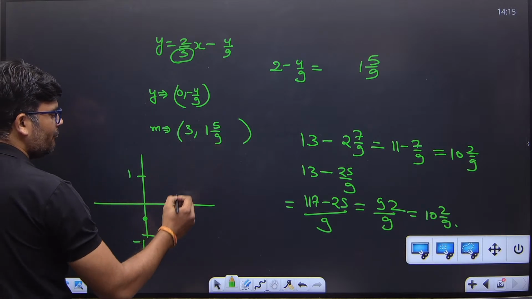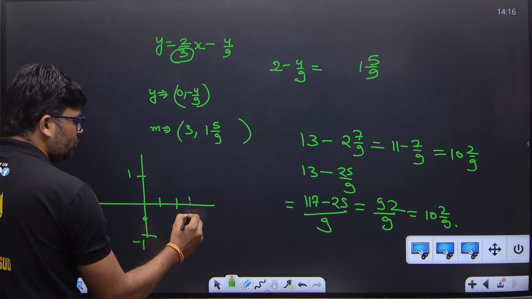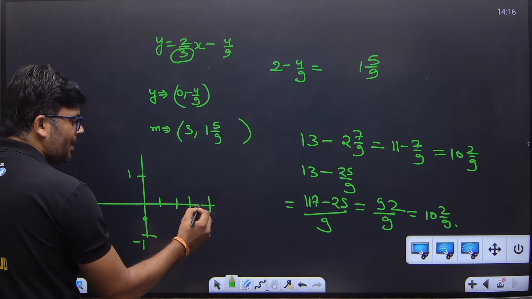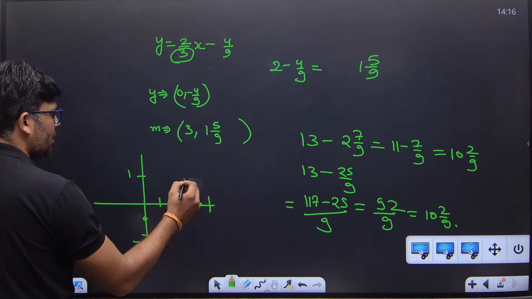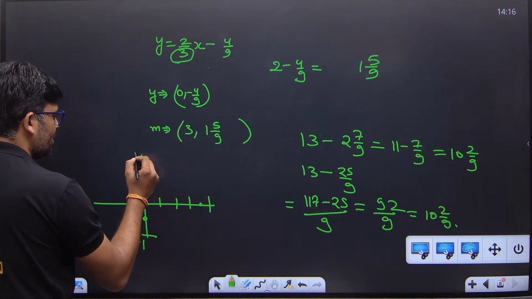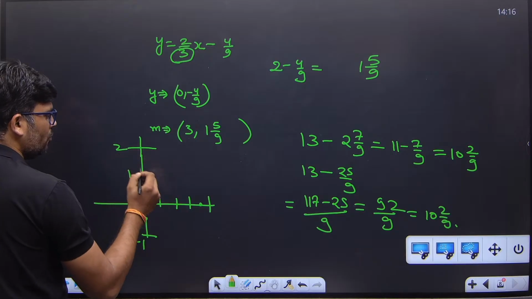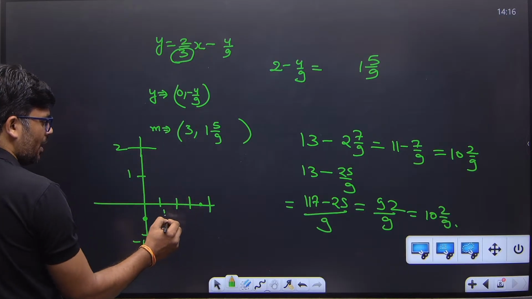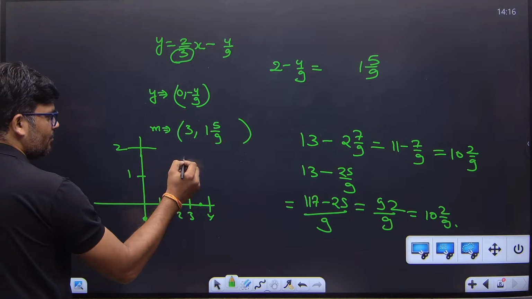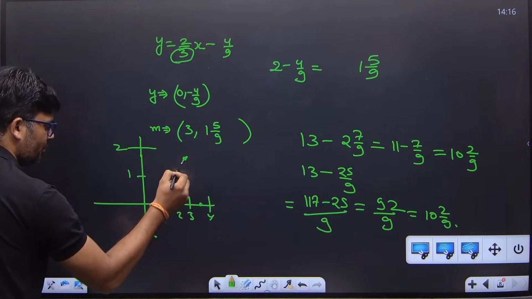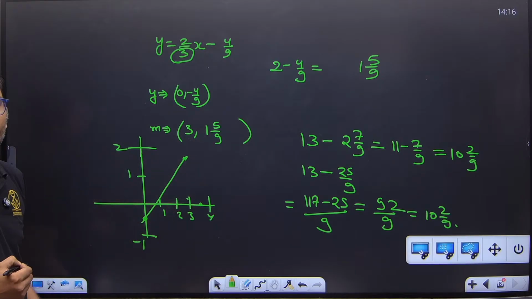Then 3 comma 1 5 by 9. So let us say 1 2 3 4. So 1 5 by 9 must be somewhat here. Sorry, 3 must be here, and 1 5 by 9. So let us suppose this is going to be 2. So this is 1 2 3 4, 3 comma 1 5 by 9. So it might be somewhat here. So we will join them when the graph is made.